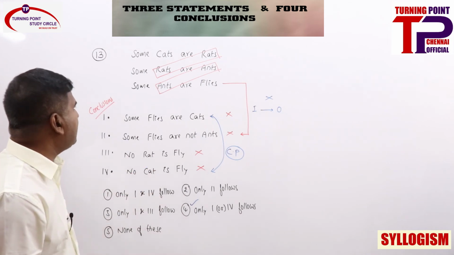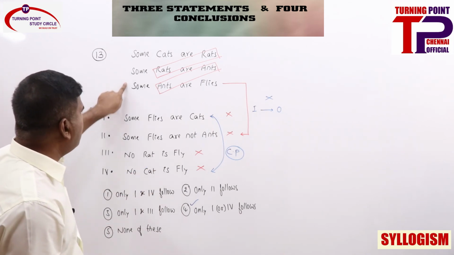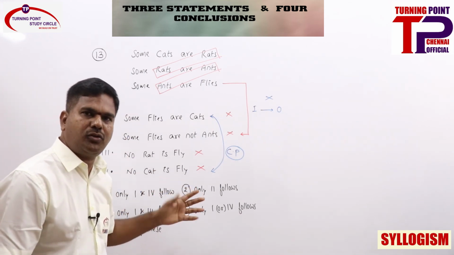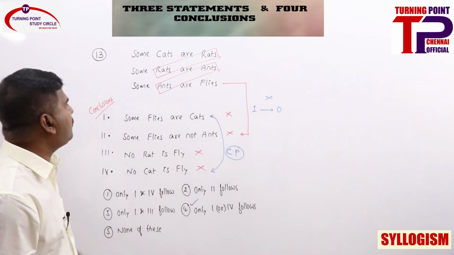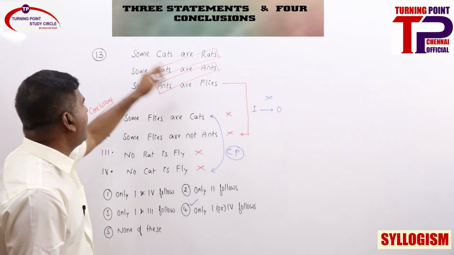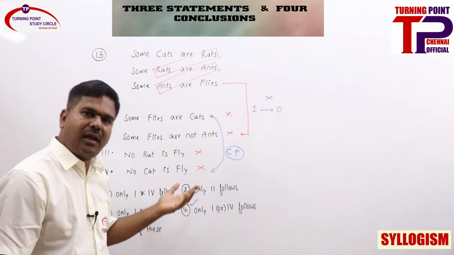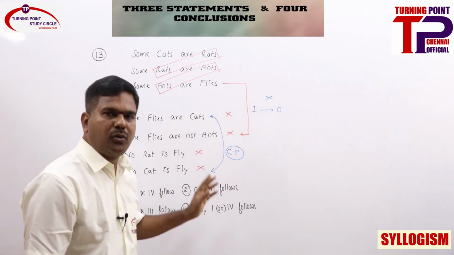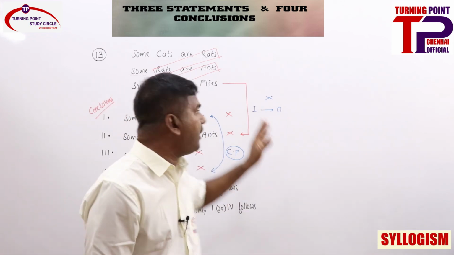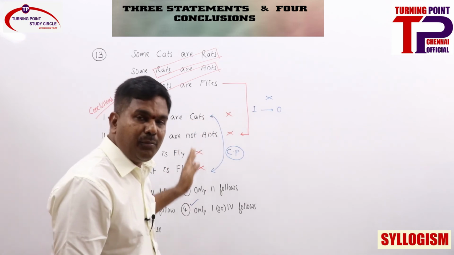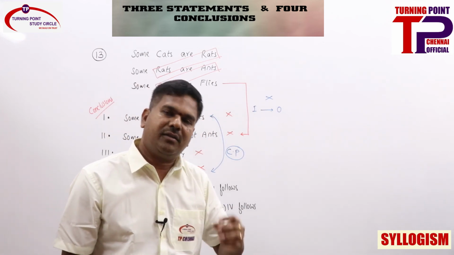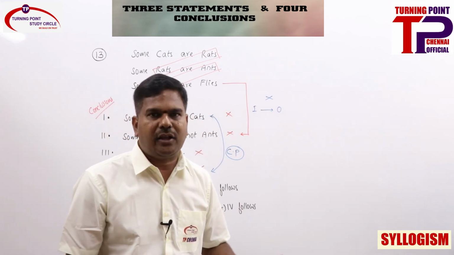Third one, no rat is fly. Where is rat and where is fly? 2 and 3. I plus I gives no conclusion, ruled out. No cat is fly. Where is cat and where is fly? All these 3, I plus I, again no conclusion. So based on 6 rules, already we don't have any conclusion. Immediate inferences we did check, there also we didn't get any conclusion.